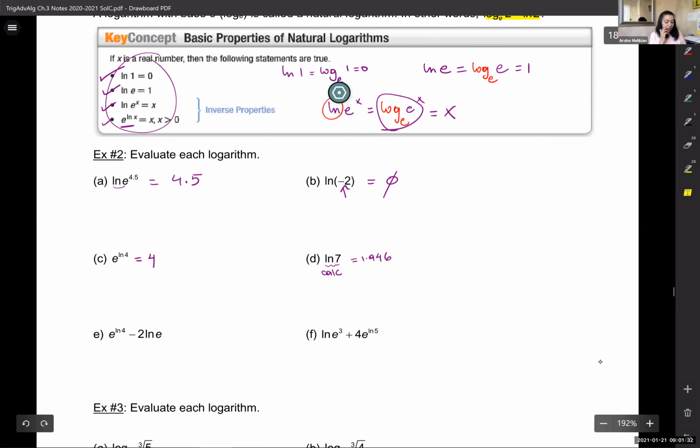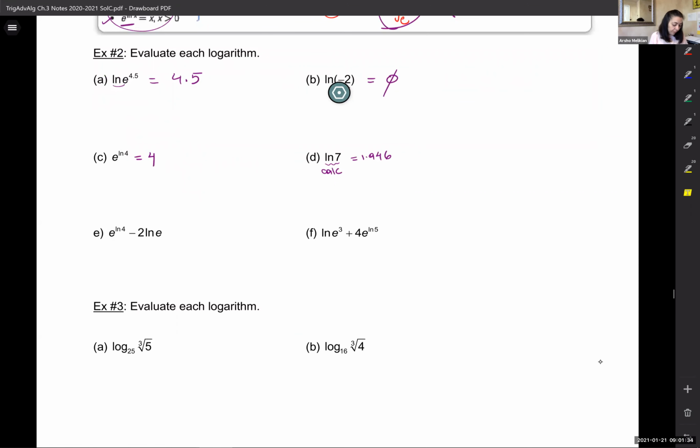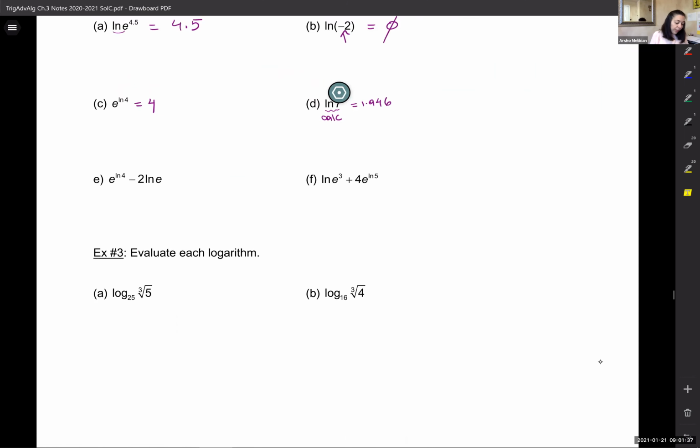Okay, this one. All right, we have e to the ln of 4, that's just 4, okay? Minus 2 times, what was ln of e? You can just show me on your fingers, 1, okay? So this is 4 minus 2, 2. You see how it works? It's just little mini puzzles. Okay?